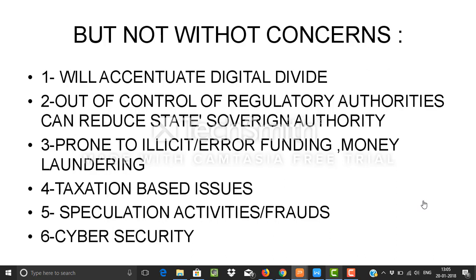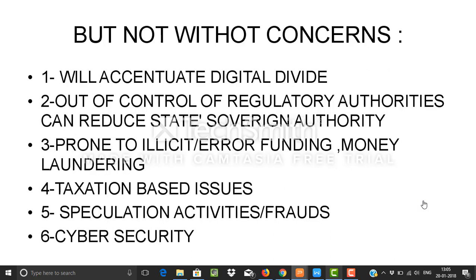And second thing is that this is out of the control of regulatory authorities, which can reduce the state's sovereign authority, like central banks will not be holding regulatory powers on these types of blockchain technology. And third thing is that this is prone to illicit funding, like terror funding, money laundering, and all these things. Fourth is the taxation-based problems, like centralized authorities don't have that much data, or they cannot get the taxation out of it. And fifth thing is speculation activities and frauds, like one is this Bitcoin currency.